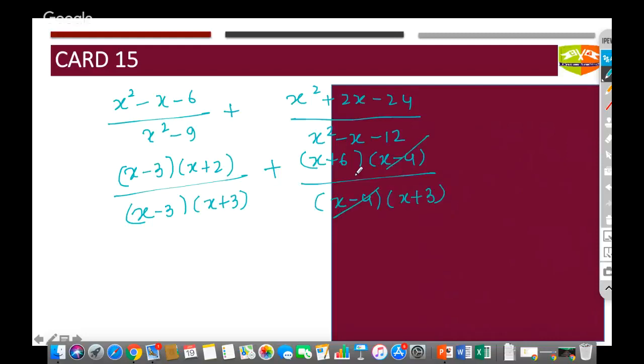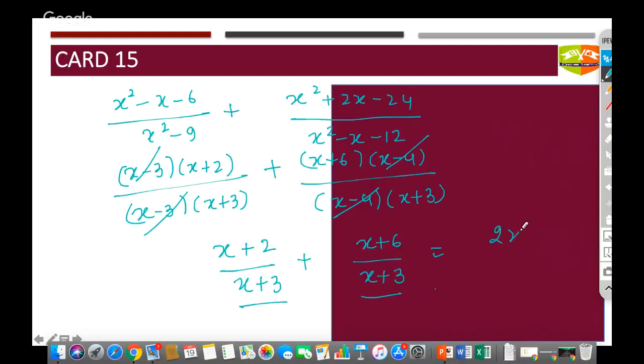So here x minus 4 and x minus 4 is gone, and here x minus 3 and x minus 3 is gone. So what I get is (x plus 2) divided by (x plus 3), and here I get (x plus 6) divided by (x plus 3). Now as the denominator is the same at both places, I can get (2x plus 8) divided by (x plus 3). This is not yet the right way to write the answer, because 2 is common, so I'll take 2 common and write 2(x plus 4) divided by (x plus 3). This is my final answer.